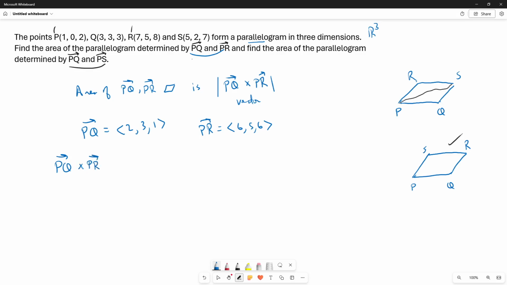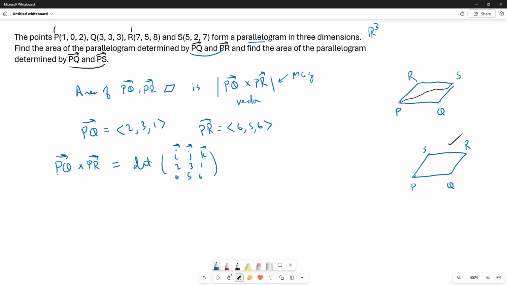So now the cross product, PQ cross PR. It doesn't matter which order we do this; you will get a different answer, and they'll be negatives of each other, which is what's making me think of absolute value here. But the two vectors that are negatives of each other will have the same magnitude. Okay, so PQ cross PR is equal to the determinant of the matrix. We'll put I, J, K across the top row. PQ is 2, 3, 1, and PR is 6, 5, 6.